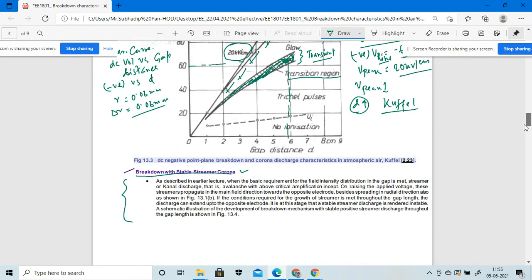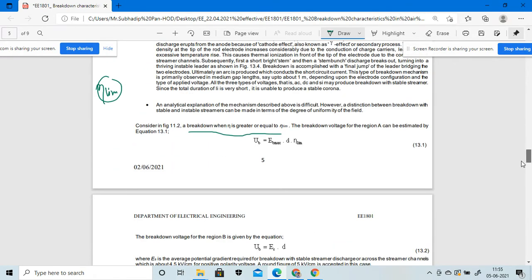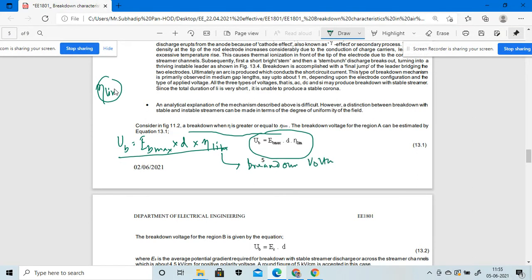Okay, so what we can observe, this particular equation we saw in the previous lecture: U_b, that means the breakdown voltage, must be my E_b max into the gap distance d, into the limit. So that equation signifies the breakdown voltage at a particular region.